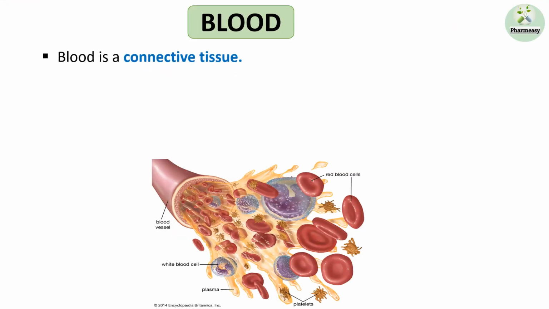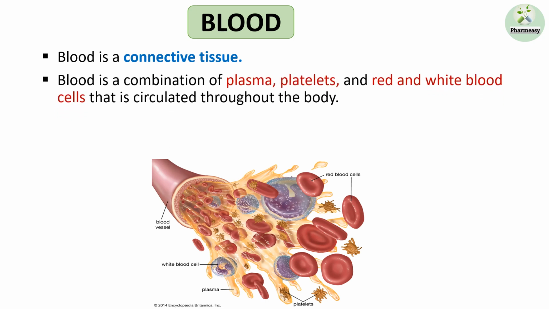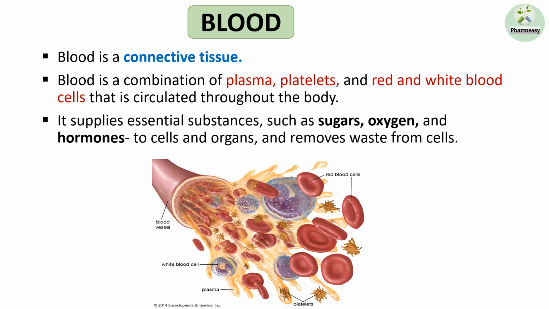Blood is a connective tissue, and it contains plasma, platelets, red blood cells, and white blood cells, and it is circulated throughout the body. Blood supplies essential substances such as sugars and hormones to cells and organs and removes waste from cells. As the diagram shows, the red blood cells, which are also known as erythrocytes, white blood cells, also known as leukocytes, platelets, which are also known as thrombocytes, and plasma.